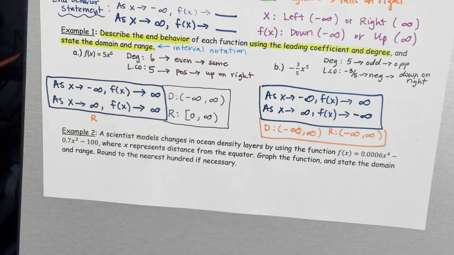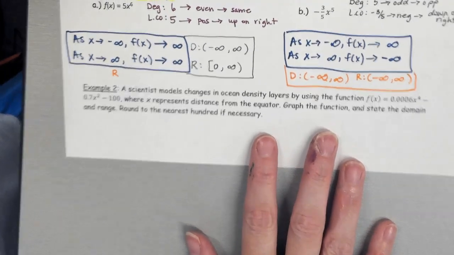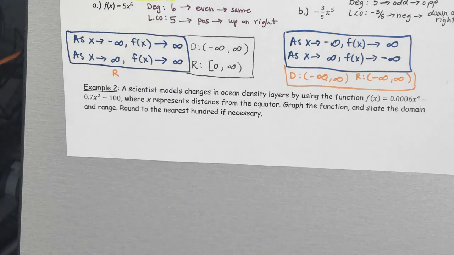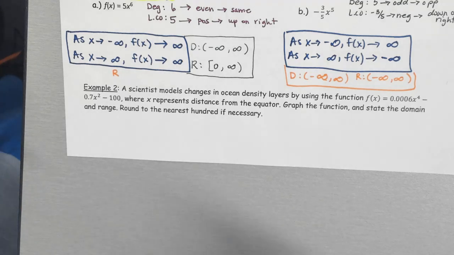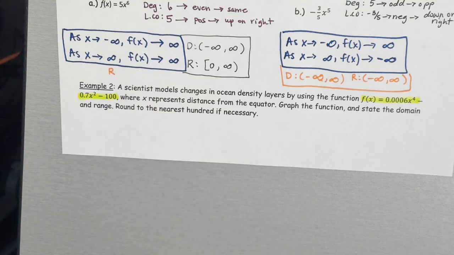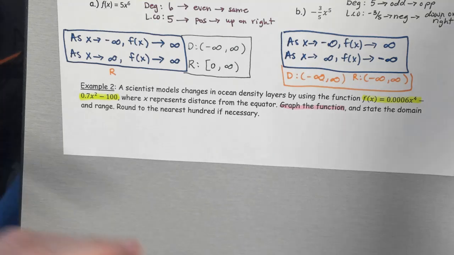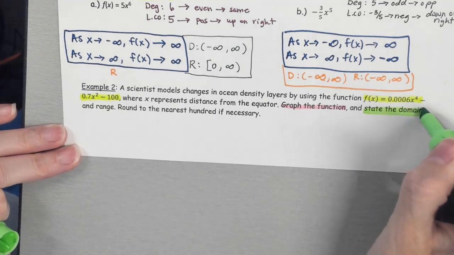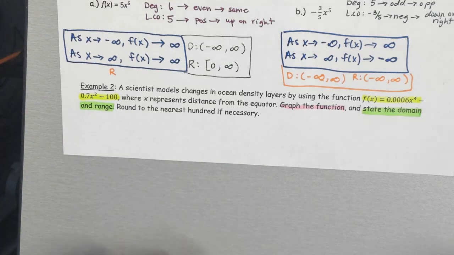All right, so now we're going to use our graphing calculator in example 2. A scientist models changes in ocean density layers by using this given function where x represents the distance from the equator. We're going to graph the function. We're really just going to do a rough sketch of it from our graphing calculator. Okay, and then we're going to state the domain and range. And then it says round to the nearest 100 if necessary. It is 100 because your value is going to be in the hundreds.